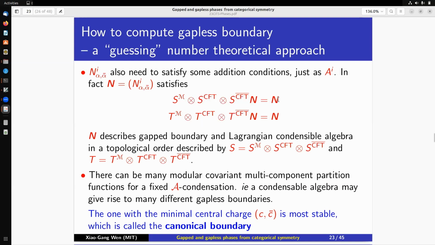Now n is viewed as a rank 1 vector. But now the S matrix became the S matrix for a topological order tensor: the S matrix of a right moving conformal field theory and the one with a left moving conformal field theory. The tensor product of 3 S matrices and the tensor product of 3 T matrices.